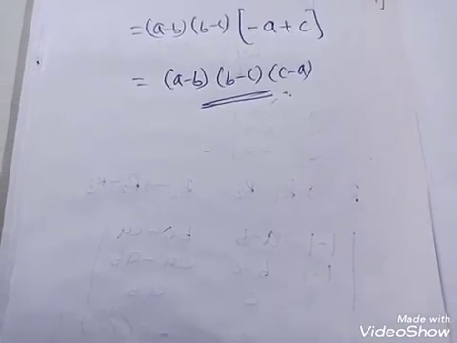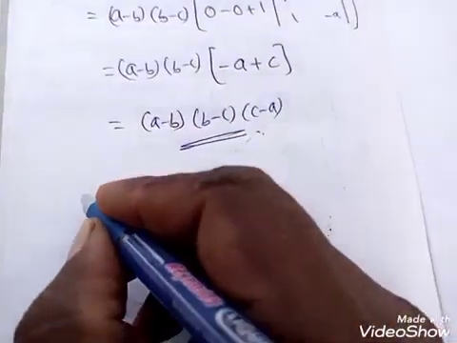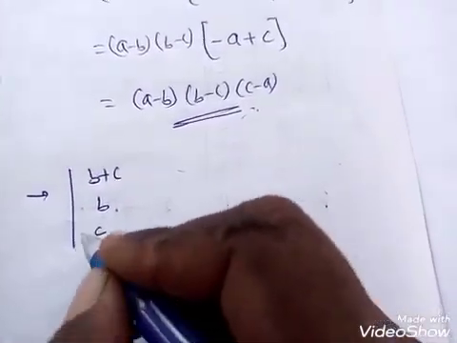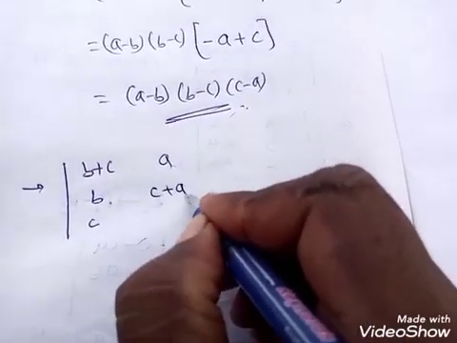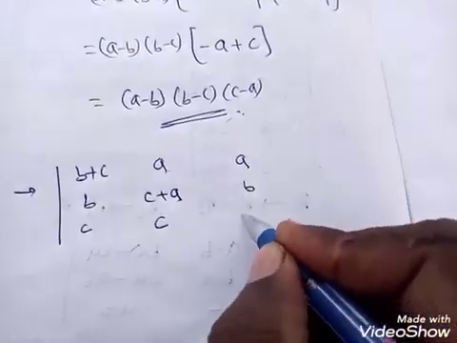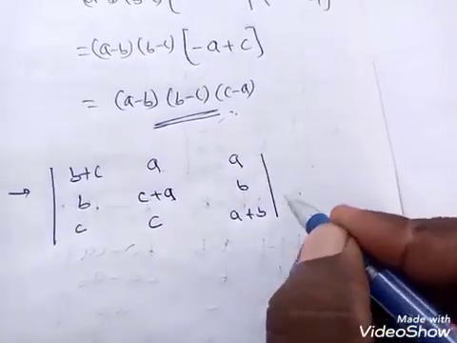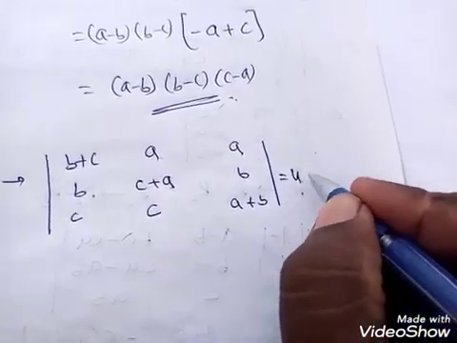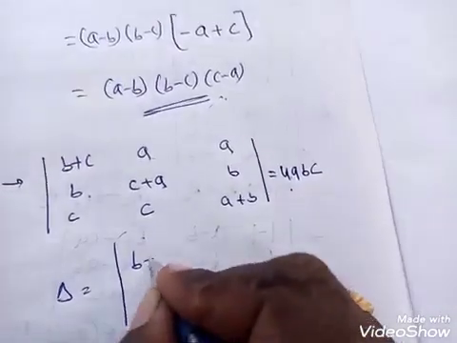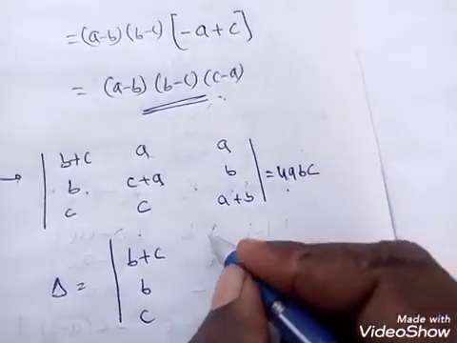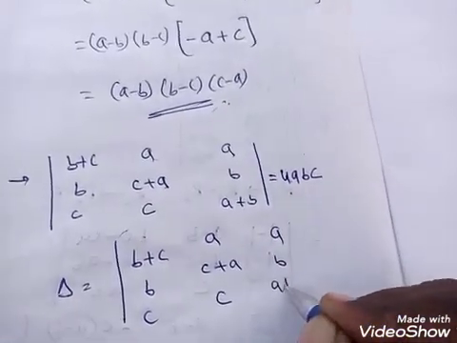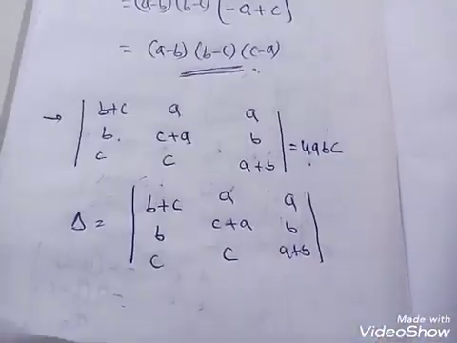Here we are moving to one more example, that is the determinant of B plus C, B, C, A, C plus A, C, and A, B, A plus B, and we have to prove it is equal to 4ABC. Now I first write that delta is equal to what they have given: B plus C, B, C, A, C plus A, C, A, B, A plus B. You can solve this problem in so many methods.